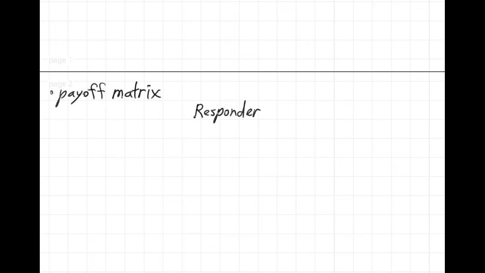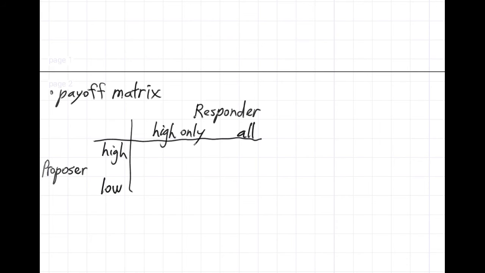So we have a responder, which can accept high only or all, and we have a proposer that can make a high offer or a low offer. And the payoffs in this case are just given by 1 minus H, H, 1 minus H, H, 1 minus L, L, and 0, 0 if they can't agree.